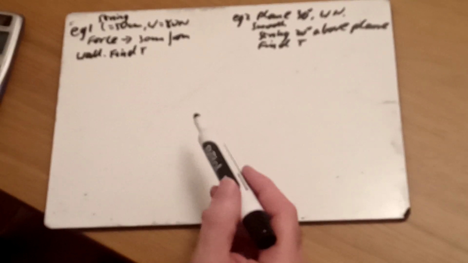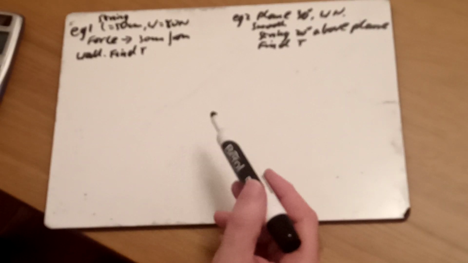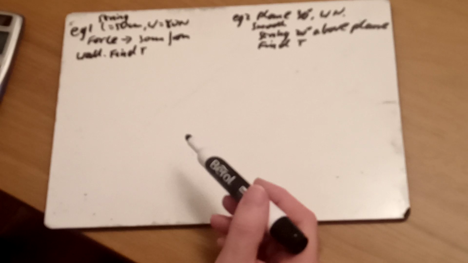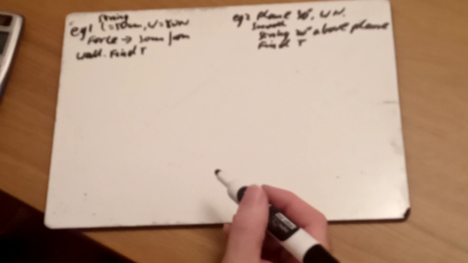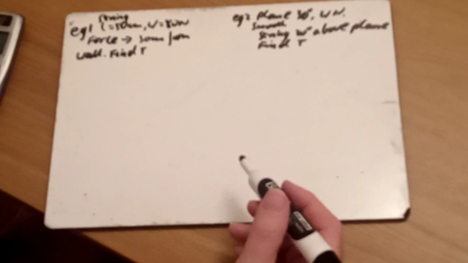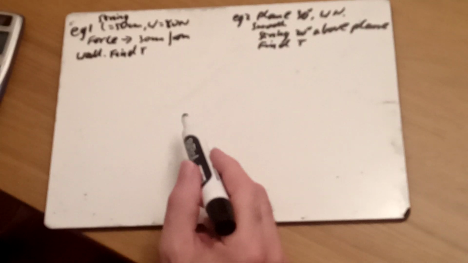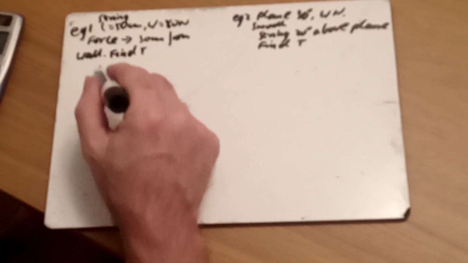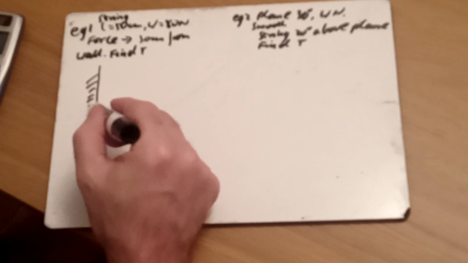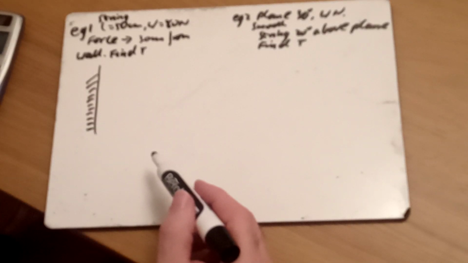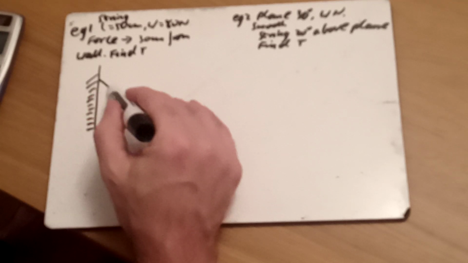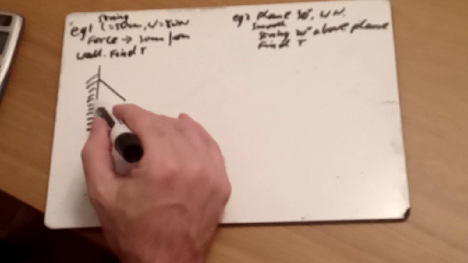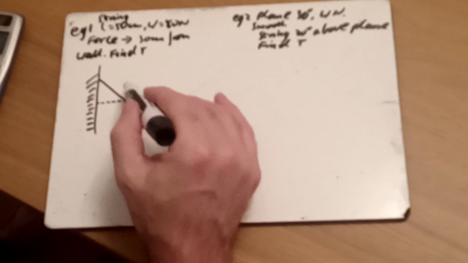So example 1, first proper example, has got a string of length 50 centimetres, it's got a weight of 80 newtons, it's attached to a wall at one end and a person at the other end. The person is being held away from the wall, 30 centimetres away from the wall because of a horizontal force. There's a tension in the string, we need to find the tension. So here's my wall. The 50 centimetres and the 30 centimetres are a way of giving me the angle that the tension makes without giving me the angle.